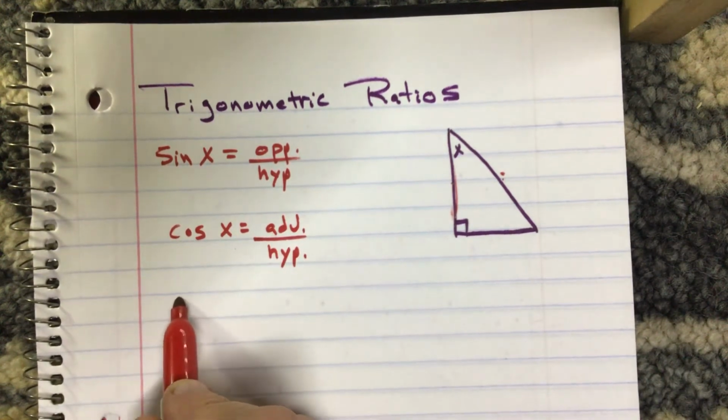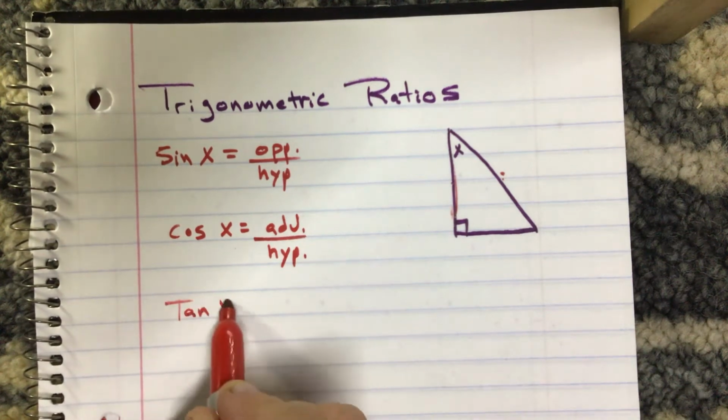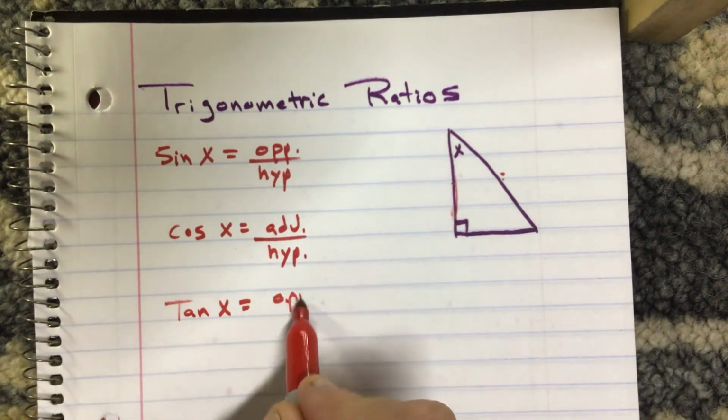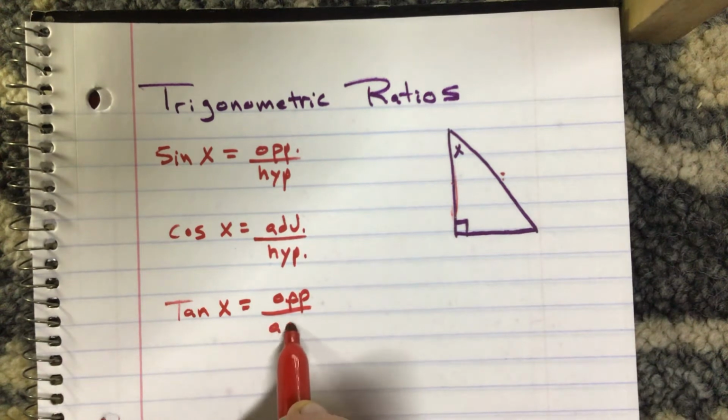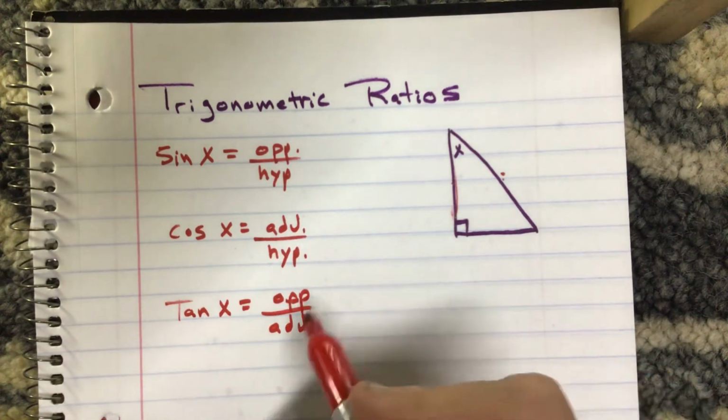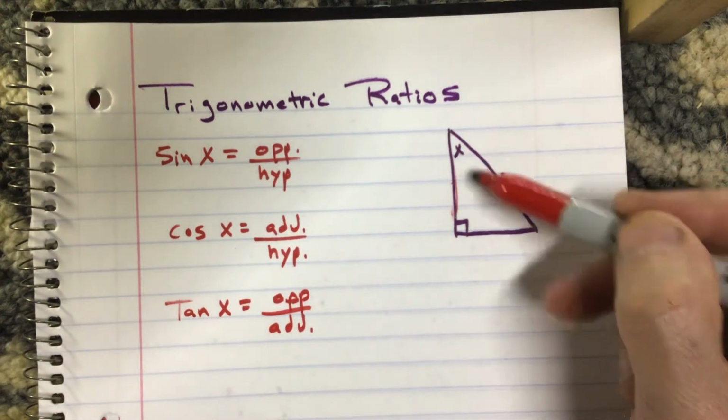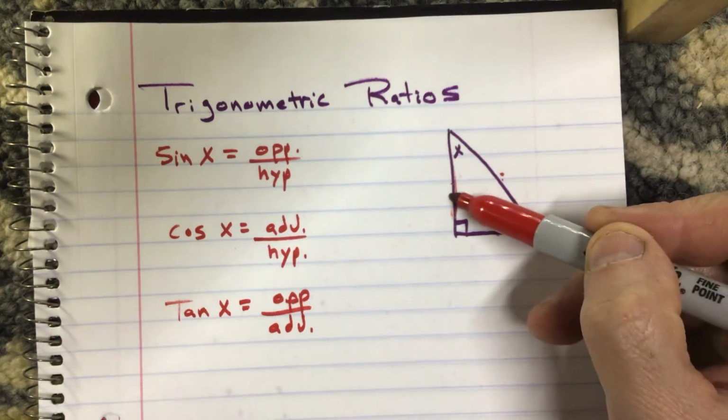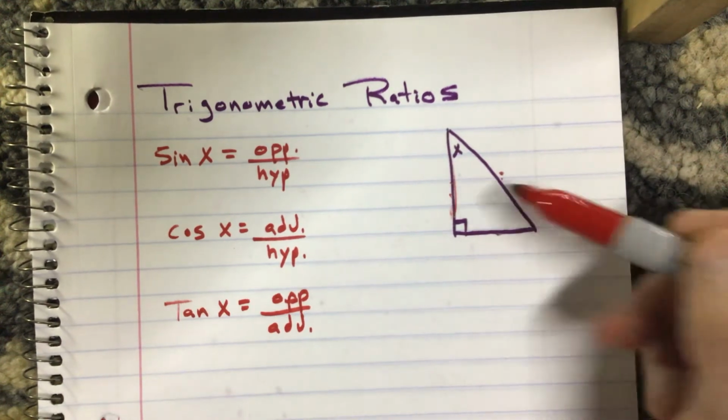And then you have the tangent. Tangent of x equals the opposite over the adjacent. And you kind of have to memorize these. So the tangent of x is the opposite side over the adjacent side. So it'd be this one over this one.